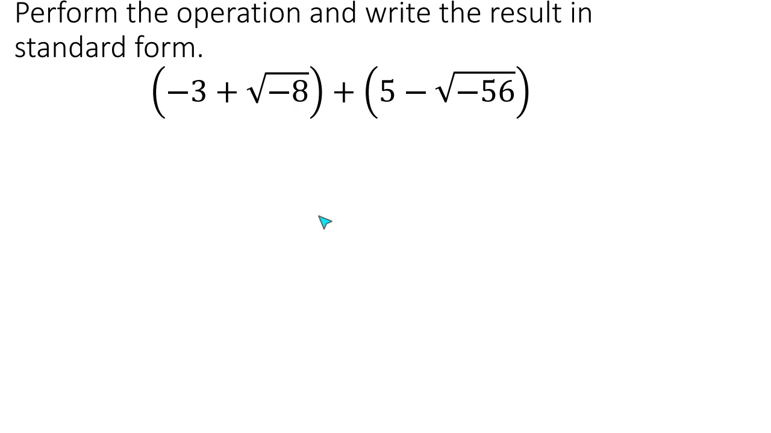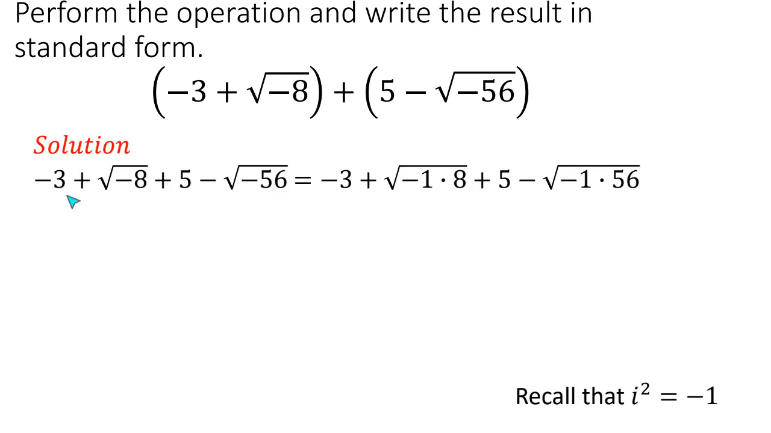Okay, so now we're going to simplify these type of problems. So we want to have -3 plus square root of -8 plus 5 minus square root of -56. One of the things that you want to do first is deal with the negatives in the square root. So we're going to rewrite these problems so that it looks something like this, where first I dropped the parentheses.